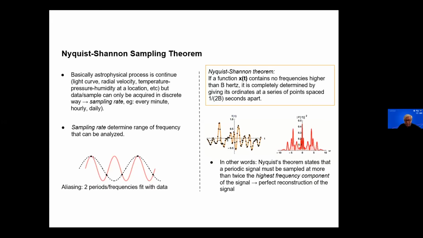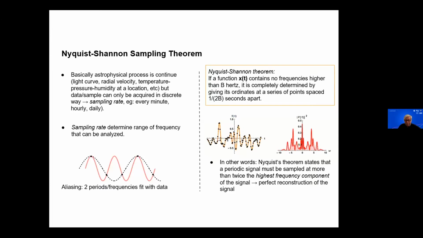If a function x(t) contains no frequency higher than b hertz, hertz being the unit of frequency, it is completely determined by giving its ordinates at a series of points spaced 1/2b seconds apart, because 1/b becomes a second. This is the very famous Nyquist theorem.